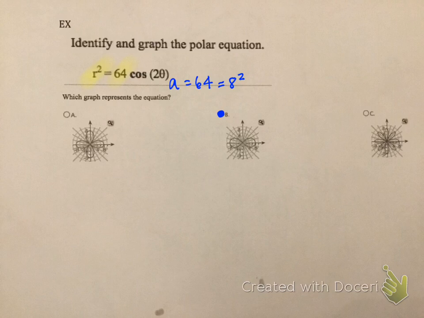Okay, so that's how you can identify and figure those out. And this is the end of 10.2. All right, and once again, I will be checking that one page that I did not write out for you to make sure that you know how to graph polar equations.